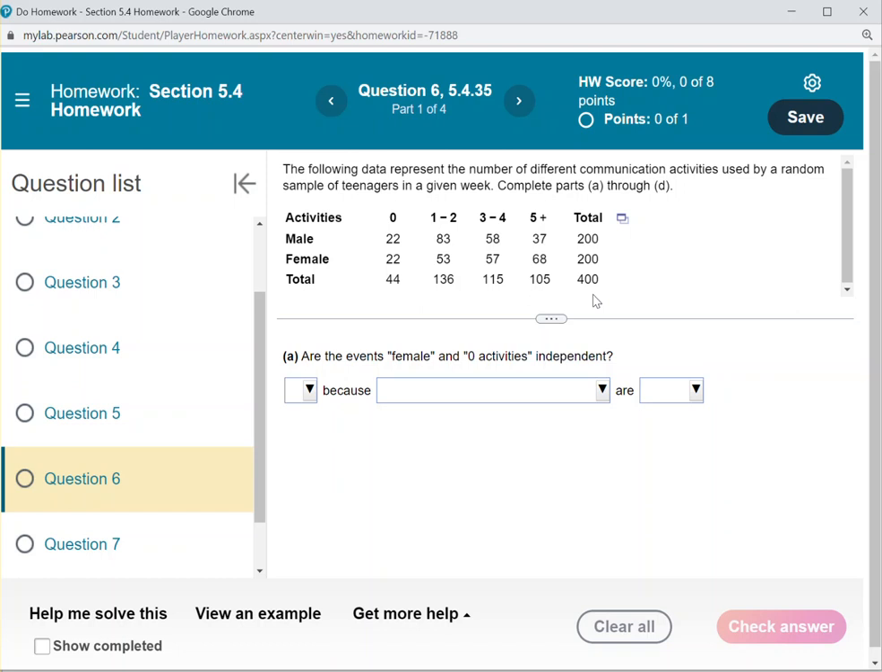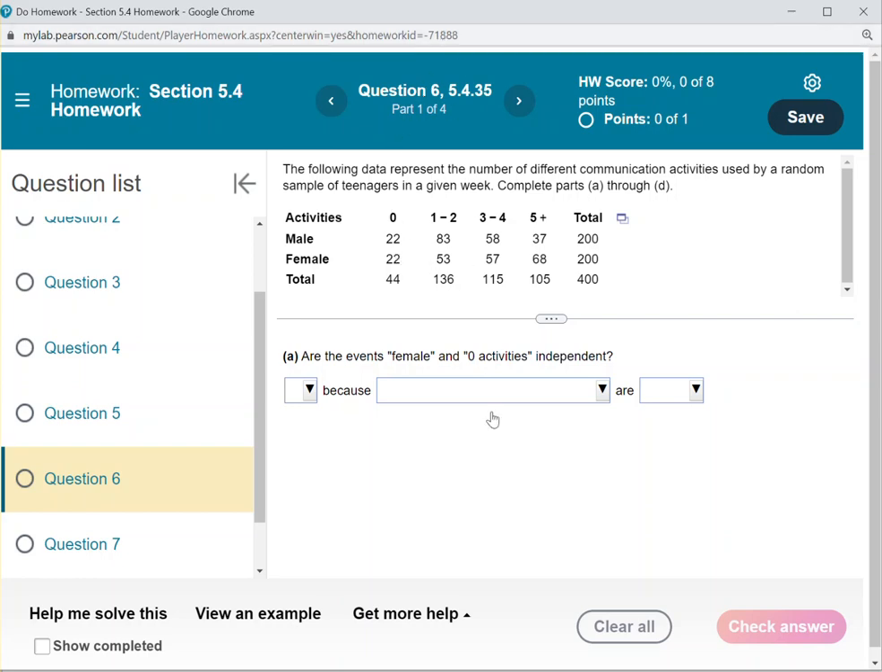Now if we find the probability of female given 0 activities, this is the column for 0 activities, so we're limiting ourselves to these 44 people, and how many are female? 22. So that's the probability of being female given that you've done 0 activities. And so that's 22 out of 44, and you also get 0.5, and so these two probabilities are equal.